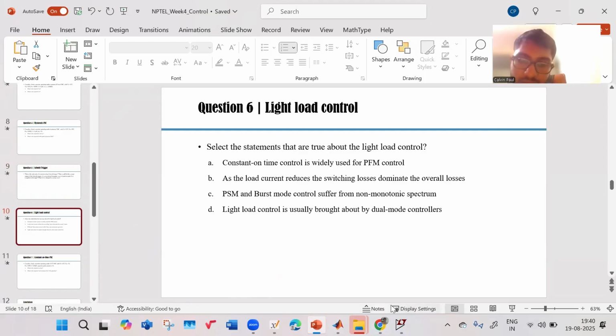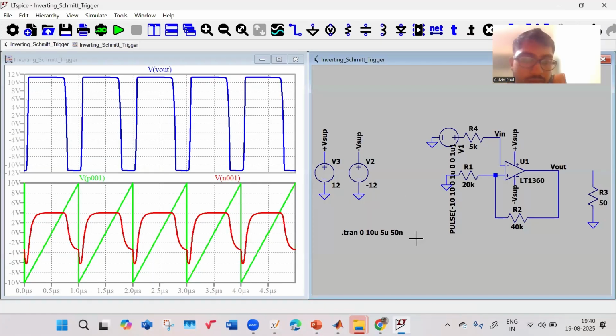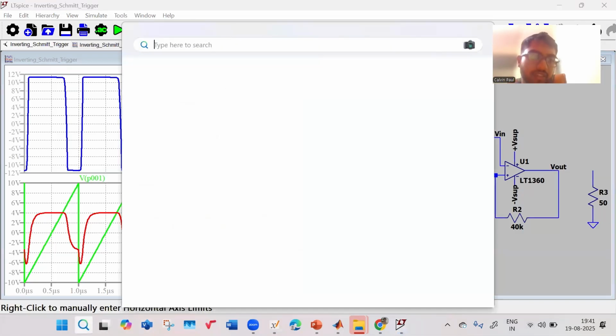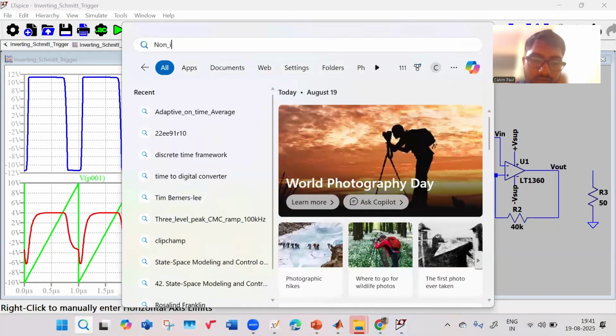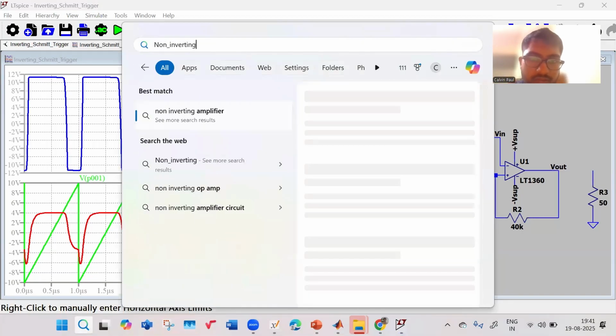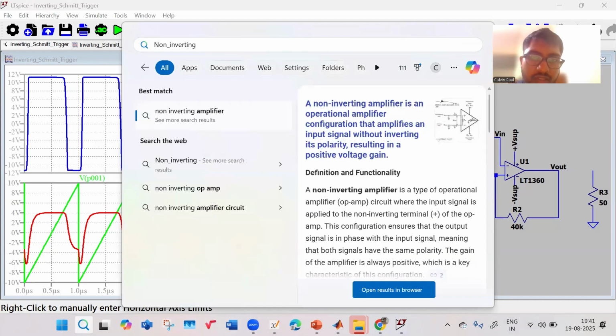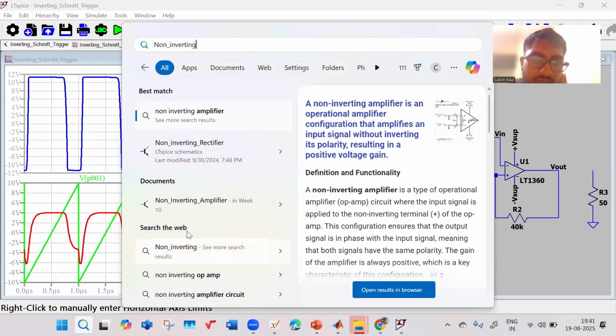Sir, non-inverting Schmitt trigger means we have to connect the input to the non-inverting terminal, right? Yes. Correct. We'll have to connect it there. Let me see if I can save it.